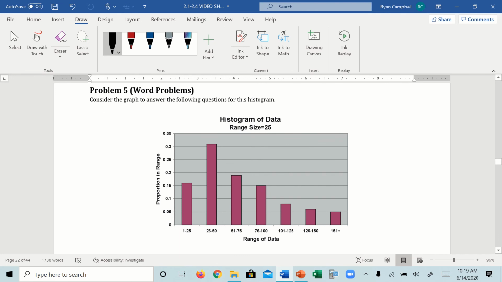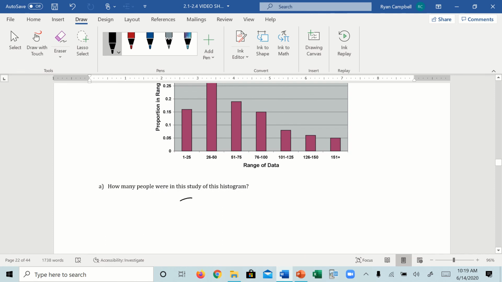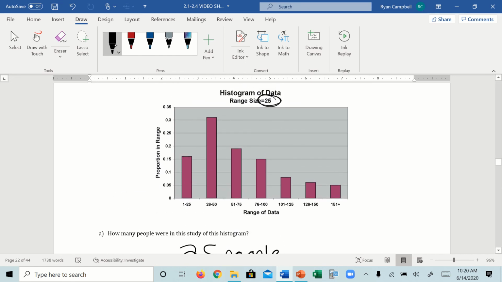Last problem. All right, so for this histogram, how many people are in this study? So it says a range of 25. So that's how we know, right? There's 25 people in this study. So we couldn't count this time because this is a relative frequency histogram, right? This is relative frequency. So this just tells us the percentage of people.